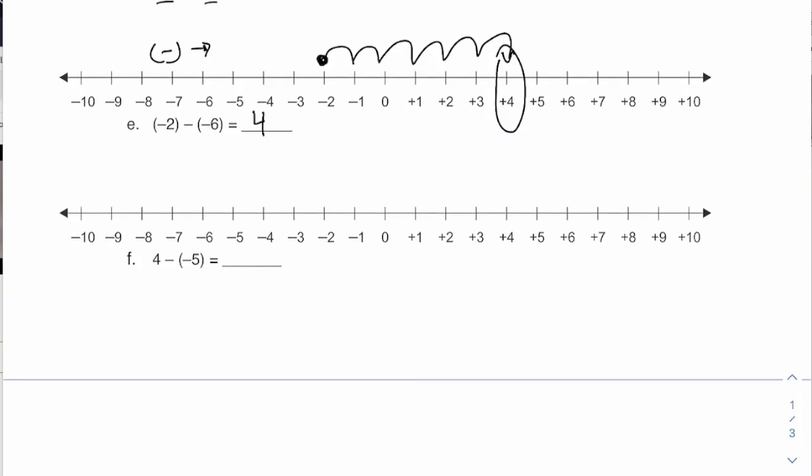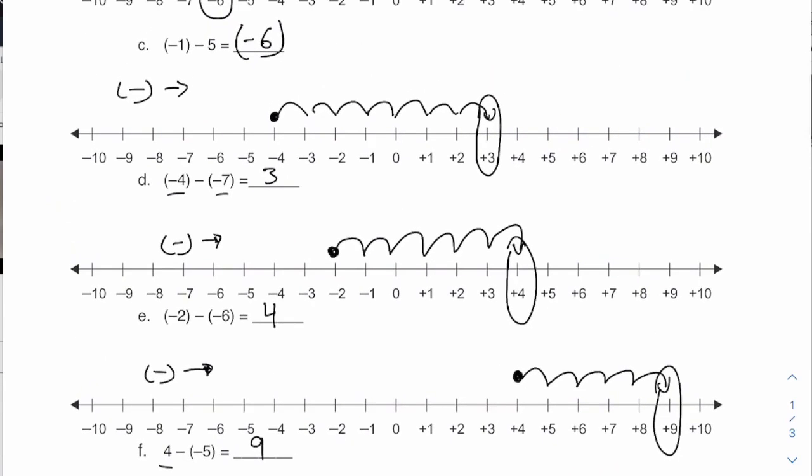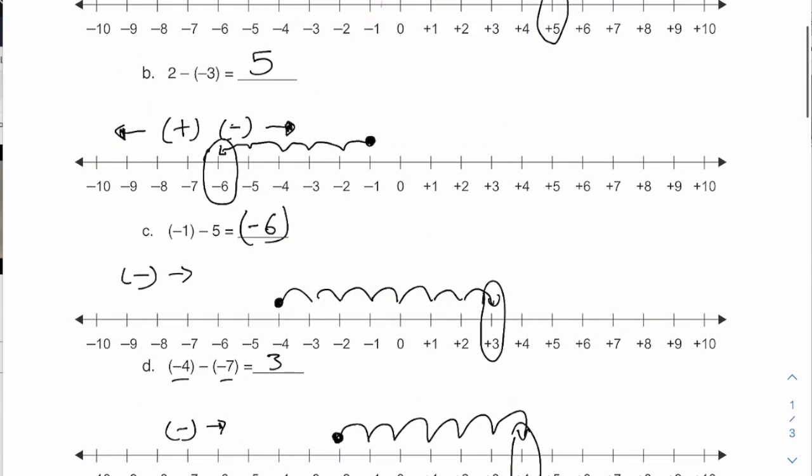And finally, here's one more. So I have 4 to begin. So I'm at positive 4. Okay, I'm going to remove or subtract negatives, meaning I'm going to the right. So I'm going to go 5 to the right. 1, 2, 3, 4, 5. All right, that's how we use a number line to subtract integers.